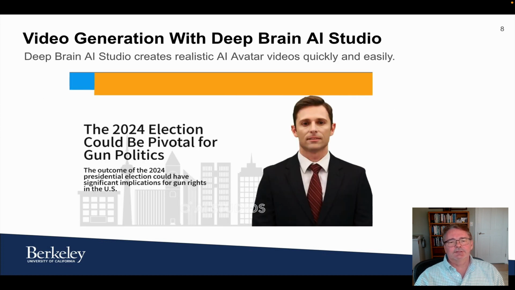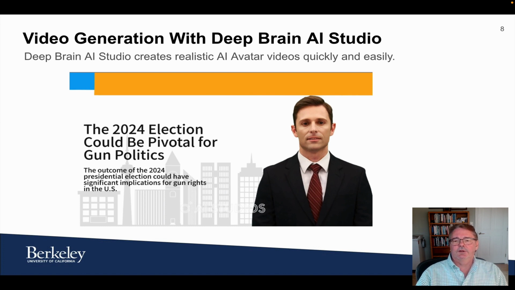DeepBrain AI Studio is a relatively straightforward cloud-based platform that uses artificial intelligence to create realistic avatars that can be used for a variety of purposes like video production, e-learning, and marketing. The avatars are indistinguishable from real people. And it uses generative AI in two ways. First, it's built on top of ChatGPT, and so you can use it to generate text or you can provide a script yourself. The second thing generative AI is used for is to create the talking avatar.